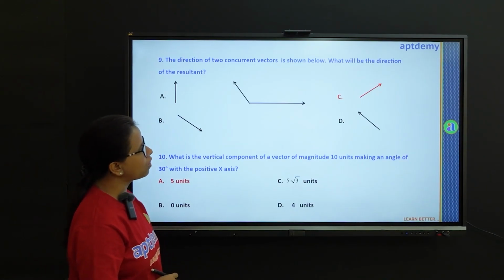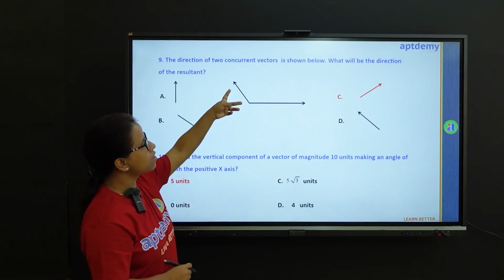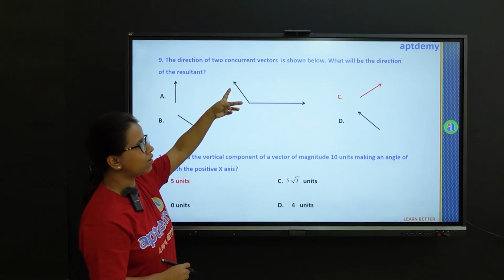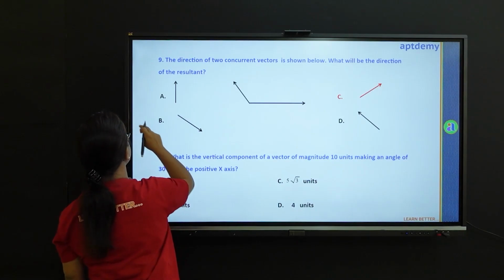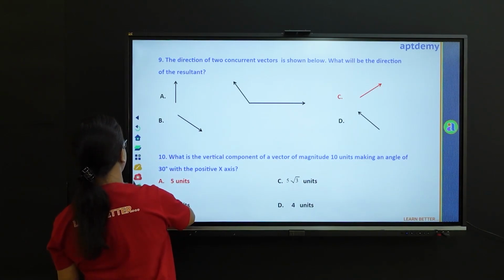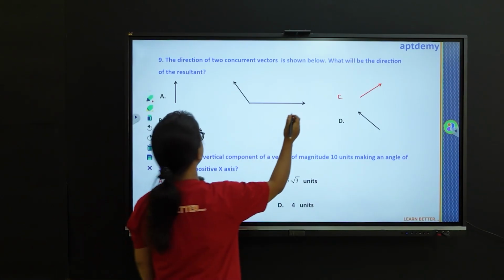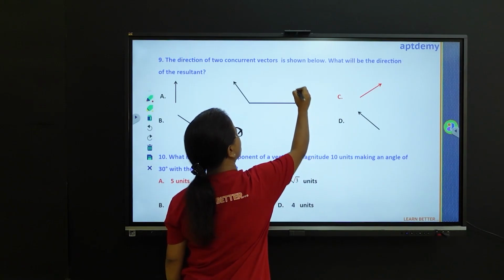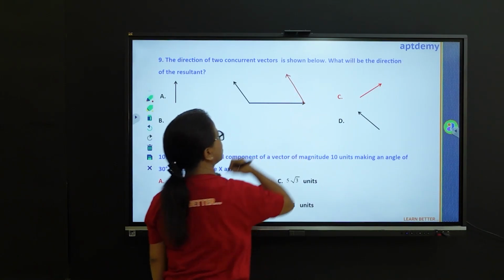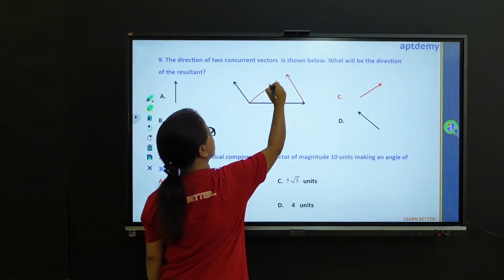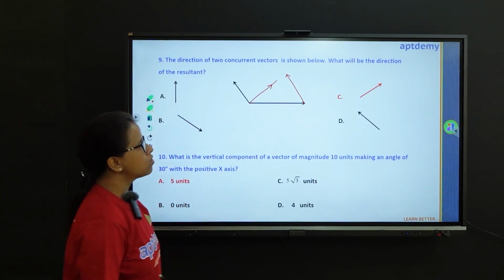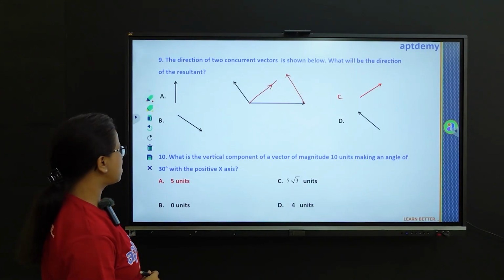So you simply think of substituting this particular vector at this particular point. So you imagine this as if you have shifted this vector to this point. So what will be the resultant of the two? It will be in this particular direction, isn't it? So option C stands correct.